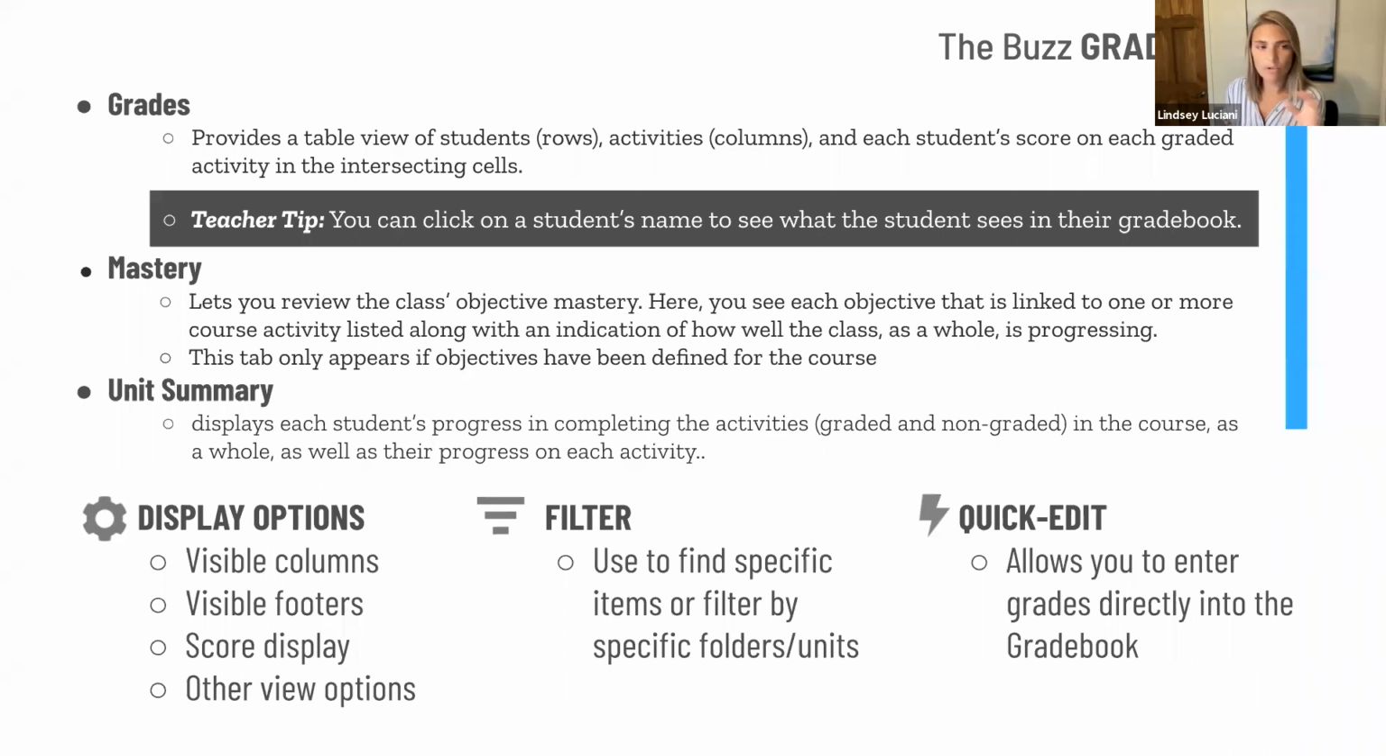There's the unit summary tab, which displays each student's progress in completing all the activities as one progression, and then it breaks down the progress for each individual activity. Within the Gradebook itself, you can adjust the display options. You can filter, define specific items, and the quick edit is a cool feature that I'm going to show you when we jump in here in just a sec. So I'm going to flip over to the Gradebook now.